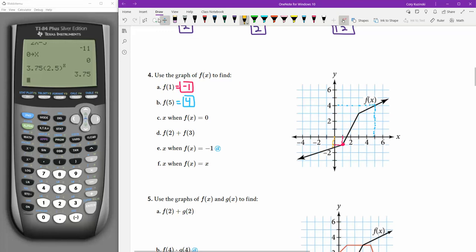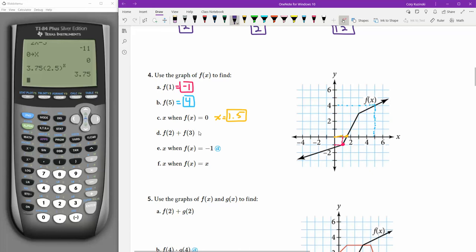All right, wait, sorry, going backwards here. When the output is 0, what's the input? And that looks like it is at about 1.5. I'm going to say x equals 1.5. So at input 1.5, we get an output of 0.